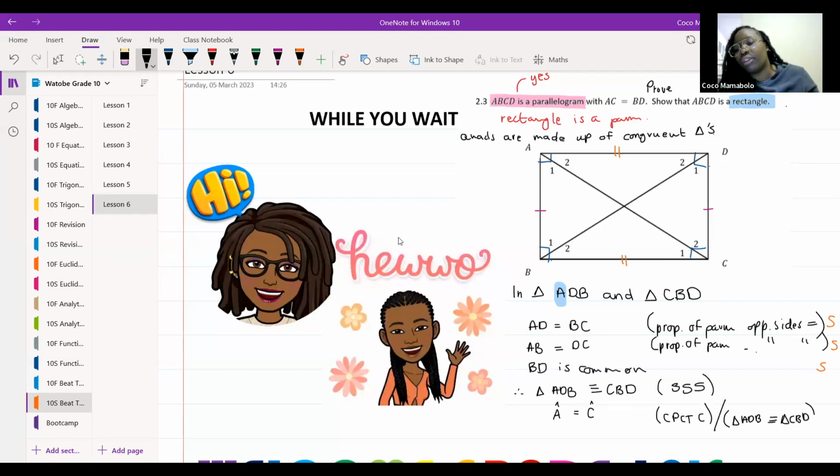You can use either of these, and you should just double check with your teachers, guys, which reason they prefer. Because I've just found out from the other teachers at Watobe that they prefer the second reason over the first, even though both of them are correct. So just make sure you're double checking with your teacher. Good. So we know that angle A is equal to angle C. We've just looked at that. Okay, good. These two angles are equal.